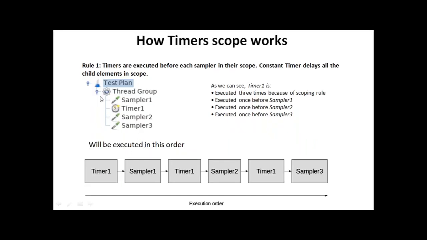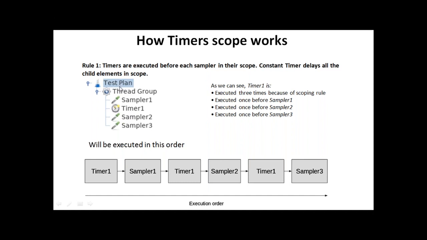This we have already discussed. Now you see, this is rule number one, how the timer scopes will work. Rule number one: timers are executed before each sampler in their scope. Let's try to understand what this statement actually means. Already I have explained it, but let's go through the example and try to understand.